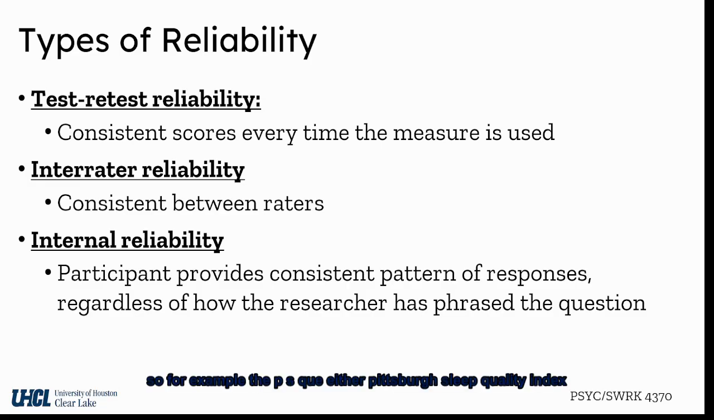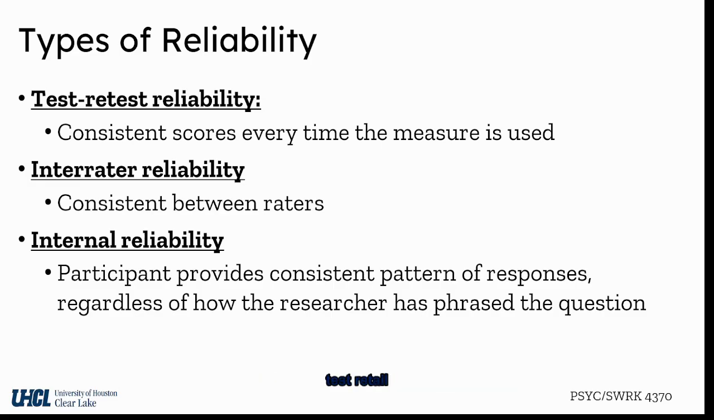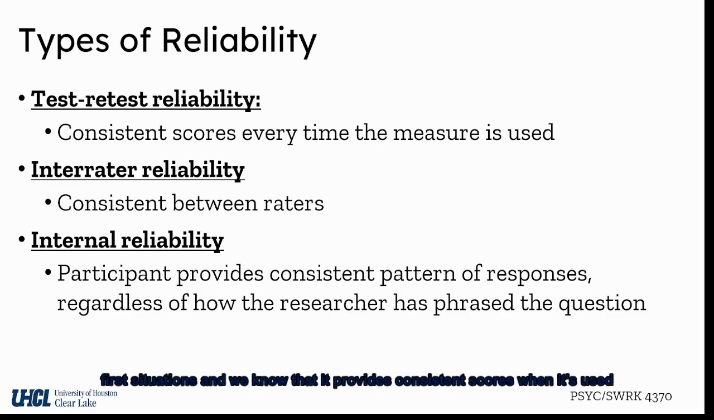So for example, the PSQI, the Pittsburgh Sleep Quality Index, measures sleep quality using several different subscores, and it's a valid and reliable measure of sleep quality. I know that because it has gone through multiple test-retest situations, and we know that it provides consistent scores when it's used. Now, when we're dealing with observational data, we're going to need to check on our inter-rater reliability.